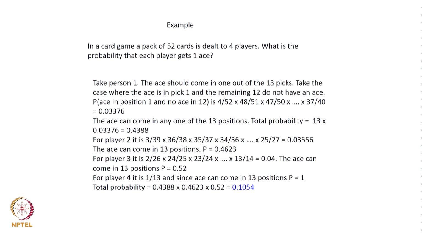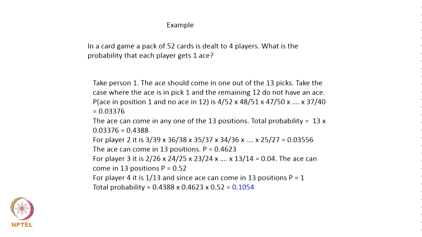Now, for player 2, we have 3 by 39 into 36 by 38 and so on. So, how do we get these numbers? So, we assume what normally happens when 4 people play cards is we start putting 1 for each person and do it 13 times. Right now, we are not assuming that. We are going to assume in some way that the packet is well shuffled, and the first person gets the first 13 cards, the second person gets the next 13 cards and so on.